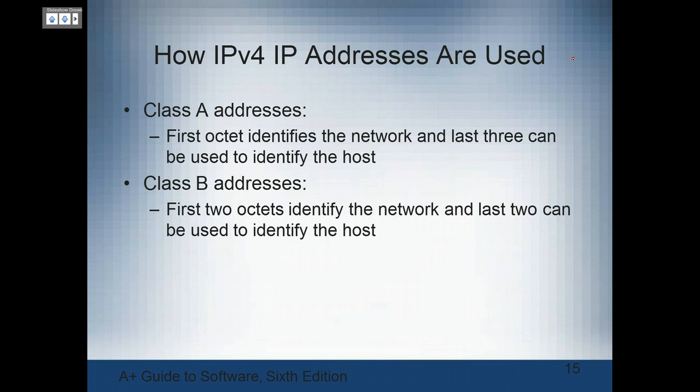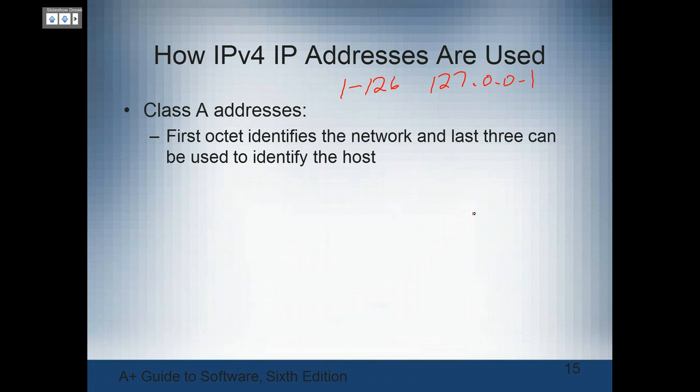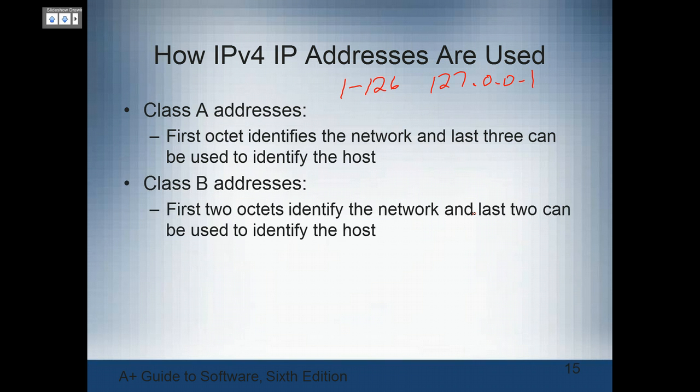The Class A, the Class B, the first octet. The first number set is 1 to 126, and we have a special one here, 127, which is for troubleshooting, and we generally use a grand total of one address. The whole thing. So we have taken 16 million addresses, total number of addresses in each network, so 16 million addresses possible, and we use one. But it's there.